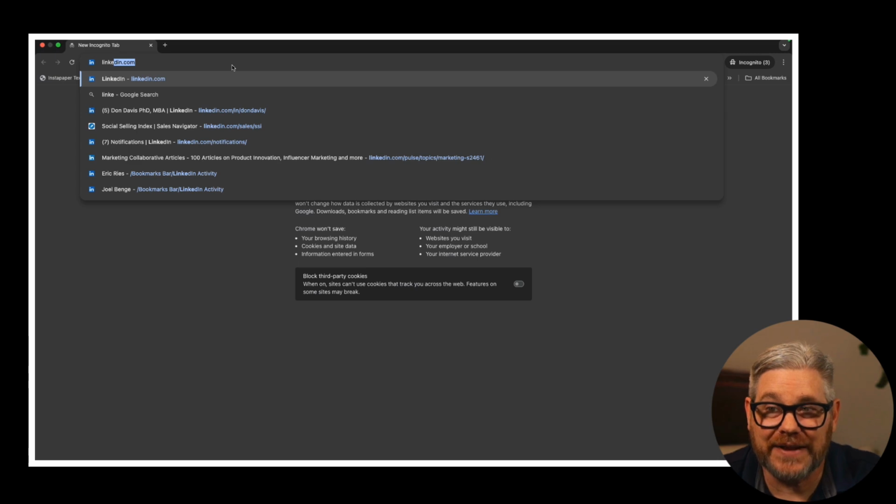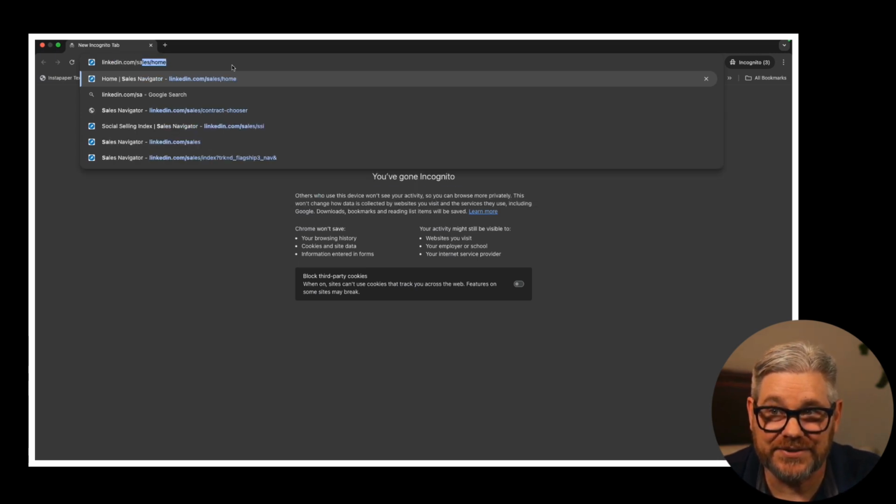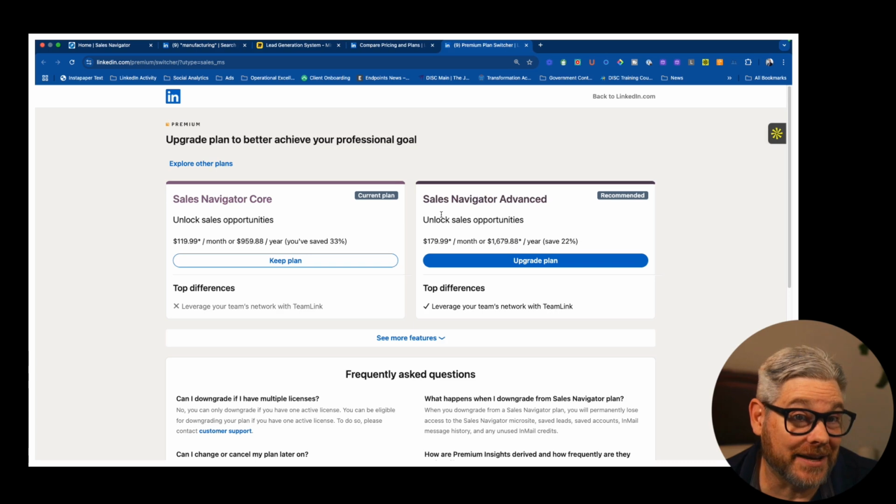really quickly. So if you go to LinkedIn, and I'll provide this link as well, but it's linkedin.com/sales. Before we get started here, let me cover a little bit of what it actually costs to get Sales Navigator. To get started with Sales Navigator, it's $119 a month or $959 a year. And so it's not insignificant.